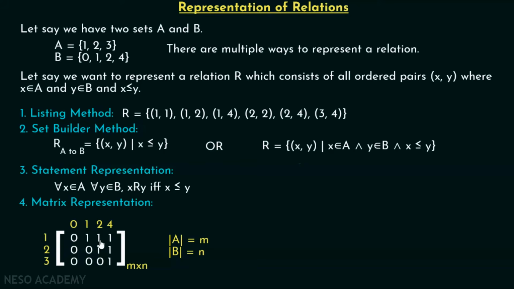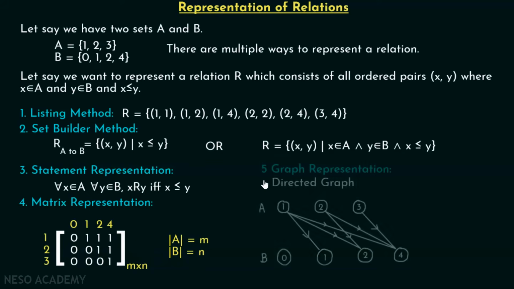Similarly, putting 1 over here means that we are including (1, 2) in relation R. And you can see that (1, 4) is also included in R. Therefore, we must put 1 over here, as this cell represents the ordered pair (1, 4). Similarly, we can put 1 over here and 1 over here. Also, we can put 1 over here. This cell represents the ordered pair (2, 2), this cell represents (2, 4), and this cell represents (3, 4). So this is the matrix representation of relation R.